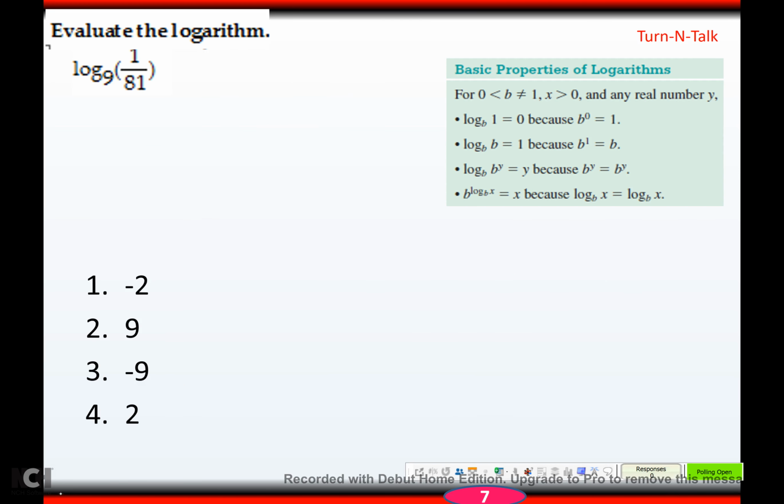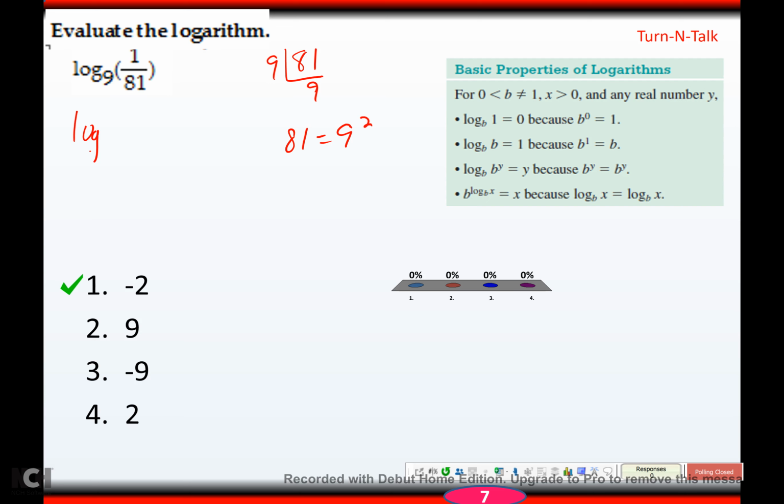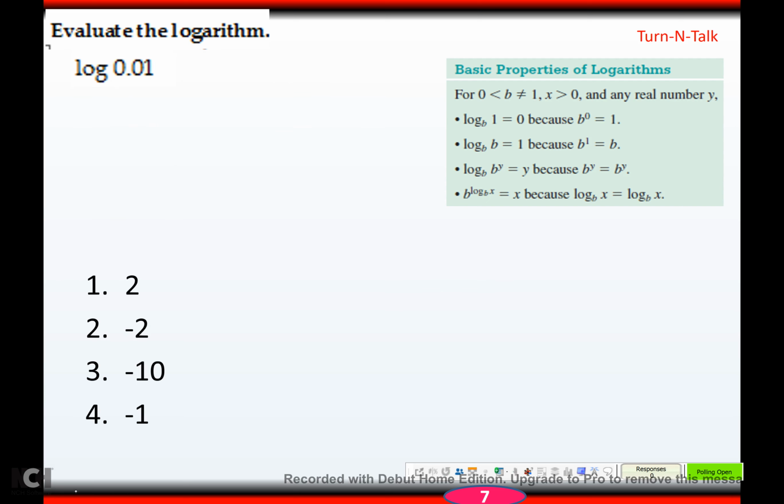Alright, so you try this one, hit pause, come back when you're ready. And hopefully you got negative 2. First of all, I'm going to rewrite 81 using 9s. If I break it down by 9s, 81 equals 9 squared. So I have log base 9 of 1 over 9 squared. Move it up. That's going to be log base 9 of 9 to the negative 2. Those cancel, and my answer is negative 2. Alright, hit pause, come back when you're ready.